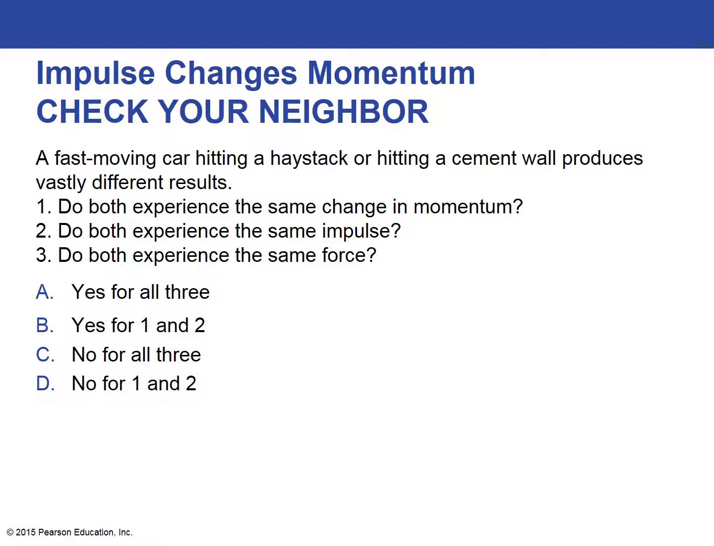So we can say that the momentum of the car is the same before it hits the barrier, and regardless of whether it's a haystack, which causes the car to slow down more slowly than hitting the cement wall, its final velocity is going to be zero. So it started with the same momentum in both cases. It ended with the same momentum. So the change in momentum is in fact the same for both of those scenarios.